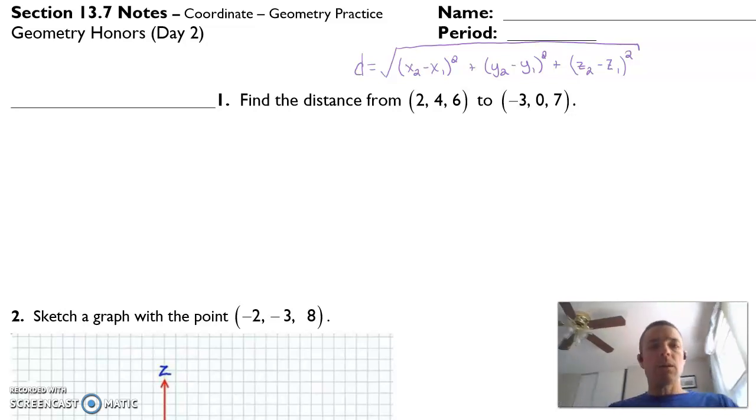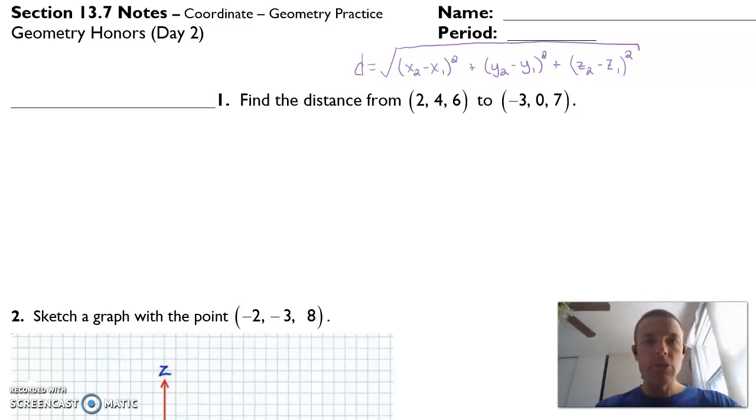Everybody. 13.7 day 2 is going to be a lot of the same old stuff. So most of this is going to be review. I don't know if there's going to really be any new material. So if you want to go ahead and give these a try, I'm going to kind of go through them one or two at a time.